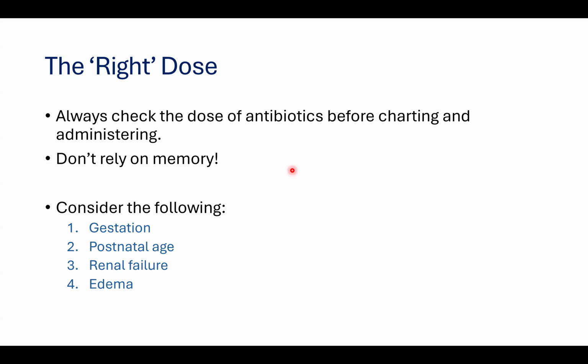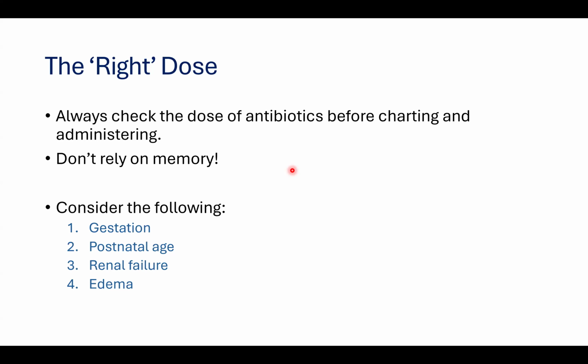So with time, we tend to remember the doses, but for neonates, often the duration, the dose of the antibiotics as well as the dosage frequency would vary with the gestation. So a 27-weeker and a 36-weeker may require a different dose of the drug, even if their weights are the same. And it would vary with the postnatal age.